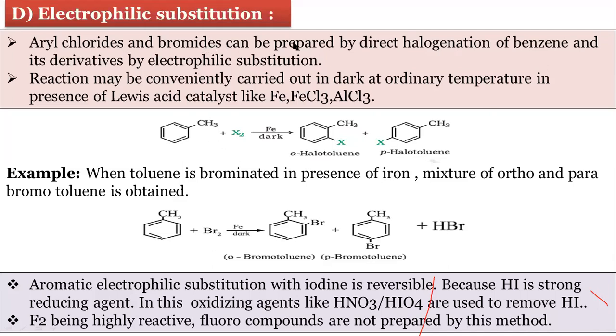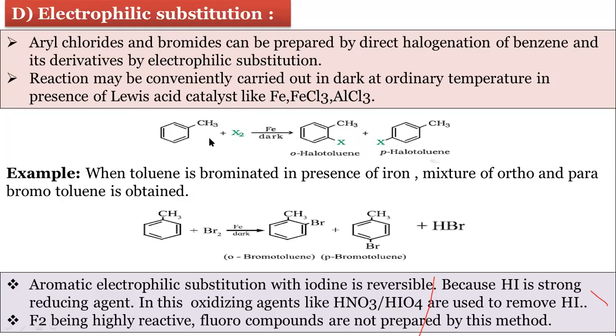Aryl chlorides and bromides can be prepared. Now you are familiar with these words. Aryl means the aromatic system in which one hydrogen is replaced with one halogen. This is called aryl halides. Chlorides and bromides can be prepared by direct halogenation of benzene and its derivatives by using electrophilic substitution reaction. Remember the name. Electrophiles are the positively charged species. Reactions are carried out in the dark, at ordinary temperature, in the presence of a Lewis acid, with catalysts like Fe, FeCl3, AlCl3.